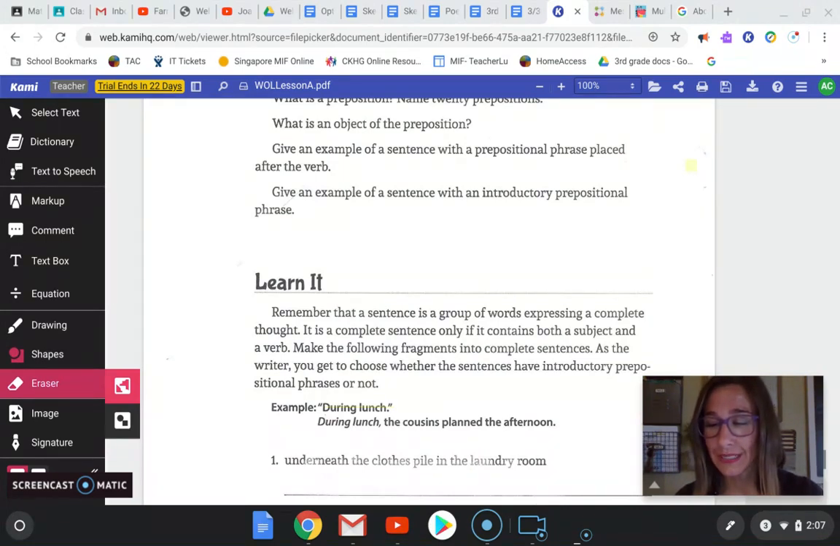Good. Now, let's see how many of you can remember our list of prepositions. If you need to, follow along on page 93.